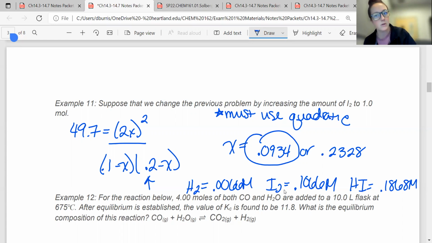Okay, now you can do a double check on any of these. If you get all these concentrations and plug them back into my K equation, I should get the K value that I gave you to begin with. So if you want to double check yourself, that's a good way to do that. But this does require a decent amount of math.